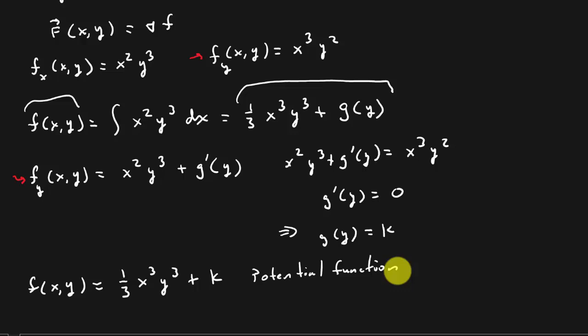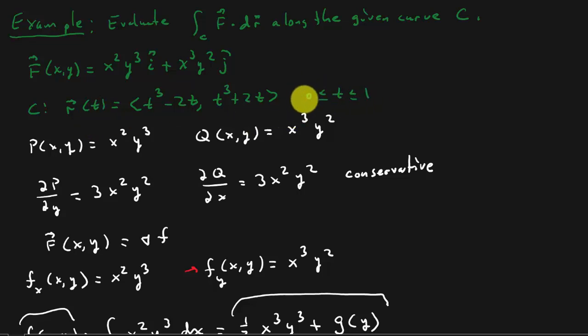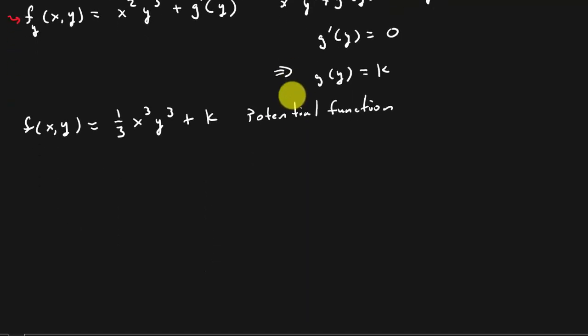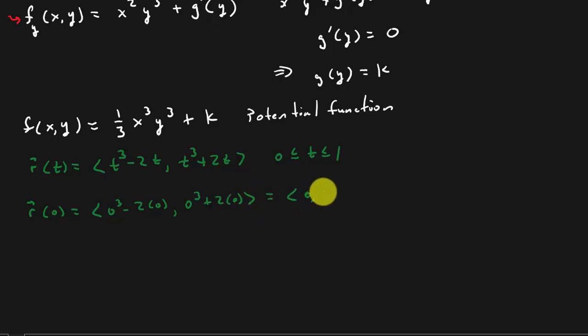So now all I do is evaluate it at the endpoints. So what are my endpoints? Along this curve from t equals 0 to t equals 1. So I'm going to write this down below again so we can see it. All right, I wrote down r again just so we could see it. So I need to go from when t is 0 to when t is 1, from that point to that point. So when t is 0, r of 0 is equal to 0 cubed minus 2 times 0, 0 cubed plus 2 times 0, which is equal to (0, 0). And then r of 1 is equal to 1 cubed minus 2 times 1, and then 1 cubed plus 2 times 1.